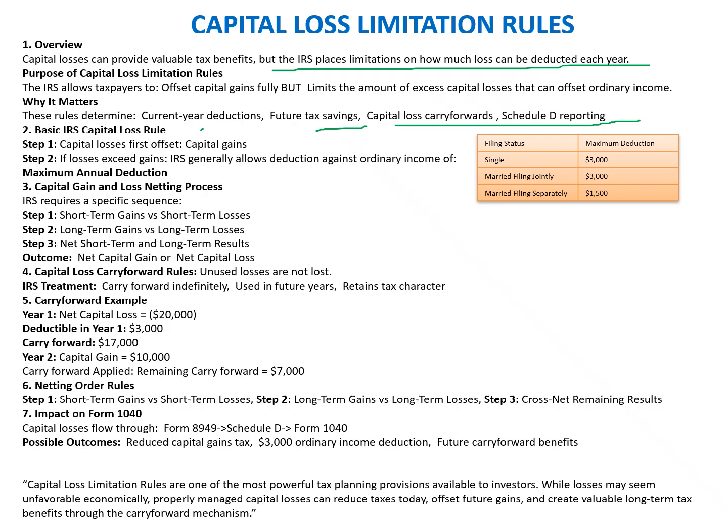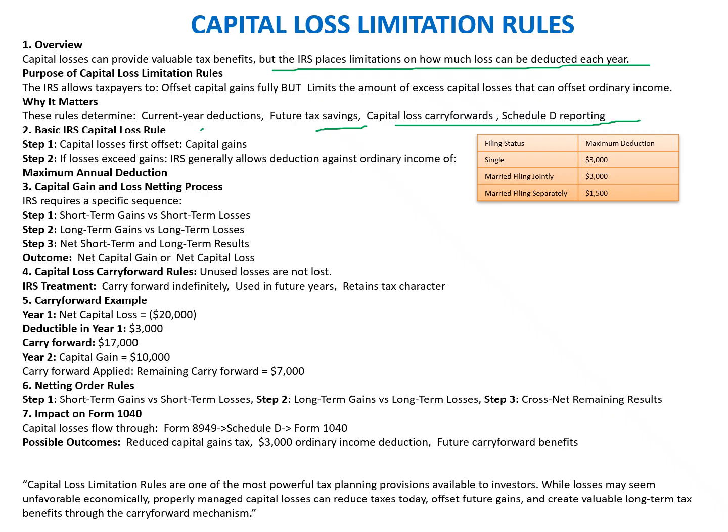Capital gain and loss netting process. Step one is short-term capital gain versus short-term capital losses. Step two is long-term capital gain versus long-term losses. Step three is net short-term against net long-term. So basically, we adjust short-term gains against short-term capital losses, and we adjust long-term gains against long-term capital losses. Then step three nets the short-term and long-term results. The outcome is that either we have a net capital gain or a net capital loss.